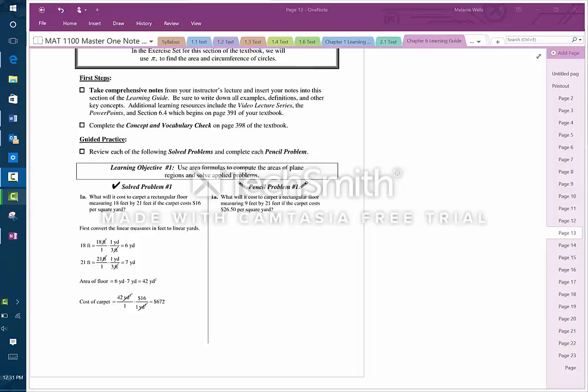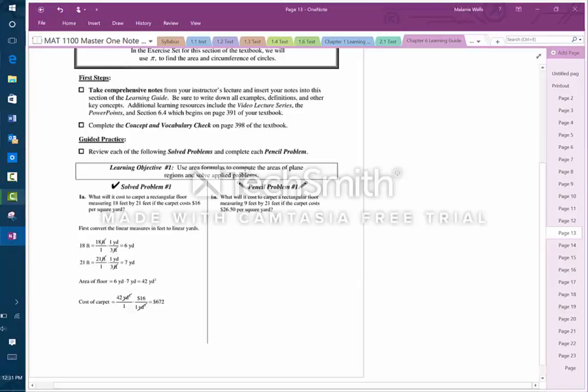Let's look at 6.4, where we'll be looking at area and circumference. 1A says, what will it cost to carpet a rectangular floor? I'll go ahead and draw that. Measuring 9 feet by 21 feet. If the carpet costs $26.50 per square yard, notice the difference in the units there. Okay, so if we're carpeting it, we want the area.